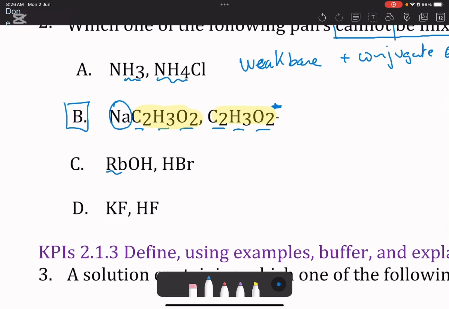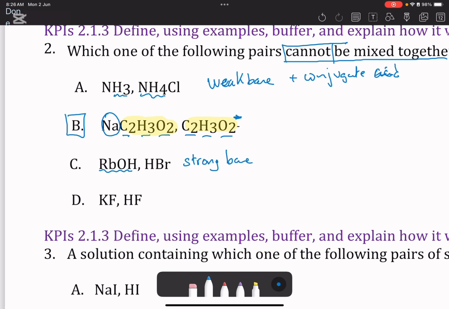Now, looking at the other option, that's a strong base mixed with a strong acid. Strong acid. And here, this is also an option that I cannot make a buffer by strong acid and strong base. And the last one, weak acid and its own conjugate F minus. Look, there's HF and KF.